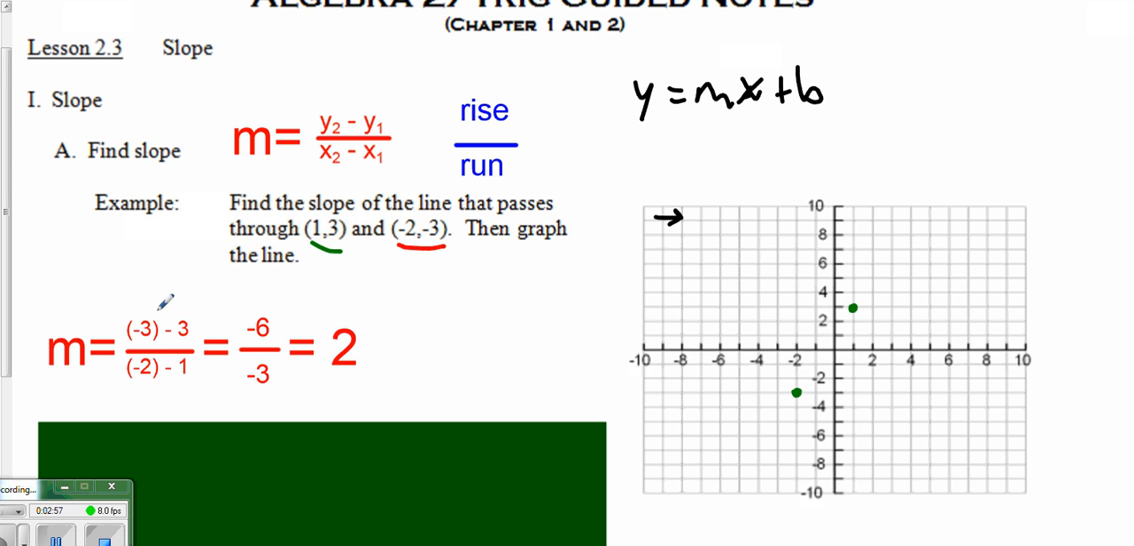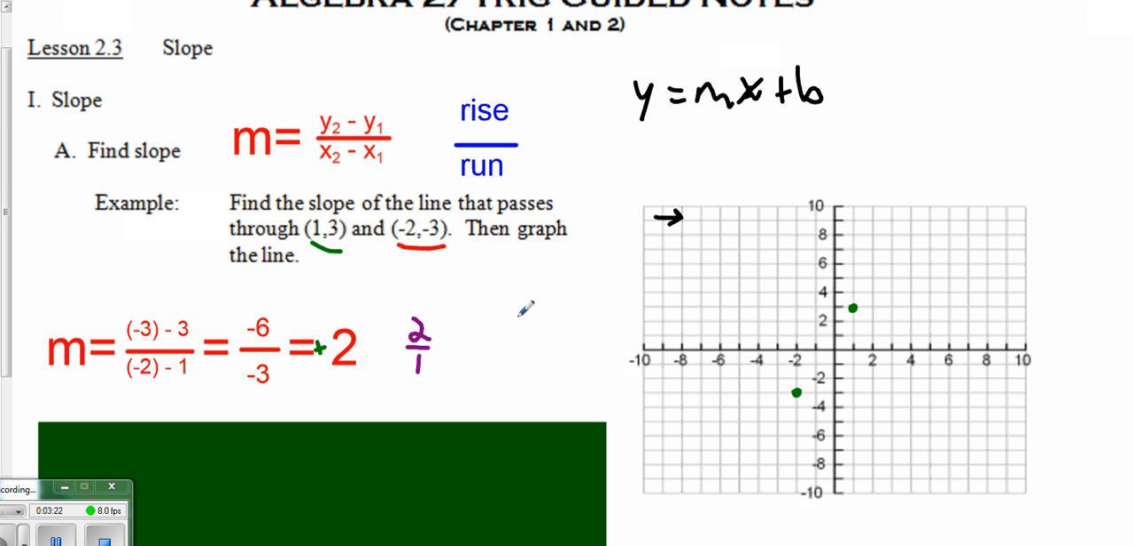Then we solve it out. -3 minus 3 is -6. -2 minus 1 is -3. Negative over negative is a positive, and 6 over 3 makes 2. So if it helps, remember you can write in that it's a positive 2. You can also think of this as 2 over 1. -6 over -3 simplifies to 2 over 1.